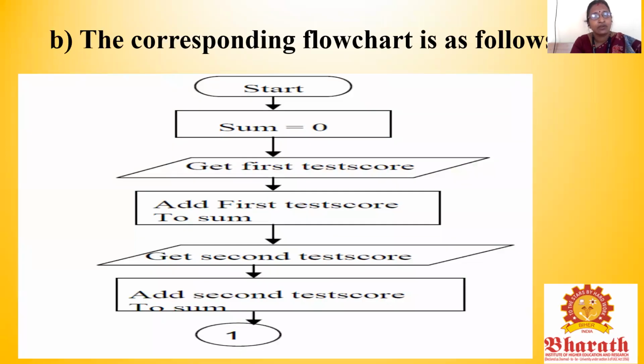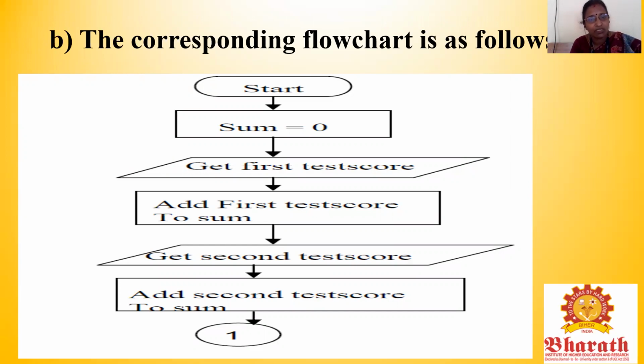of a flowchart. The corresponding flowchart is drawn as shown below. So start, with the help of the oval shape, the horizontal cylindrical shape, we are drawing start. Then we move to the process. What is the process? Initialize the sum, that is sum equal to 0. Next, with the help of the parallelogram, we are getting the first input.